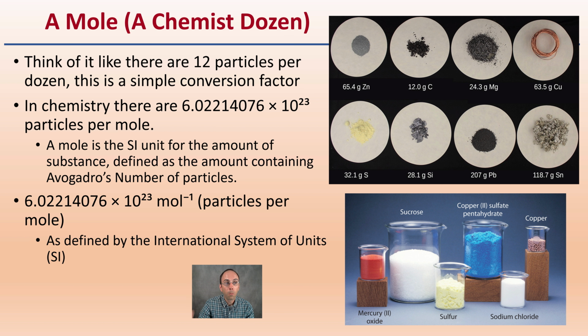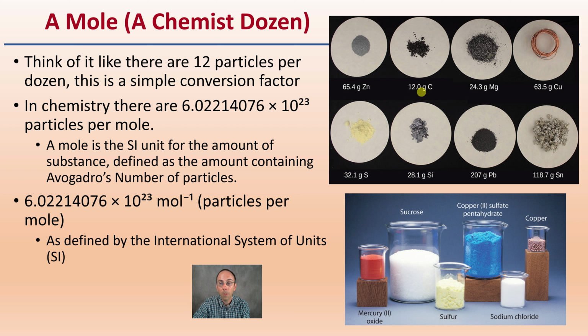Now this Avogadro's number, this mole concept, think of it as a chemist's dozen. Think of it as if there's 12 particles per dozen. That's a simple conversion factor. If I have a dozen particles, well, I know I've got 12. The same thing can be applied here. If I have 1 mole of particles, I've got 6.02 times 10 to the 23rd particles. So if we think about it in that regard, we actually use a very similar system, just with much simpler numbers. The mole is the SI unit for the amount of substance, defining the amount containing Avogadro's number of particles.